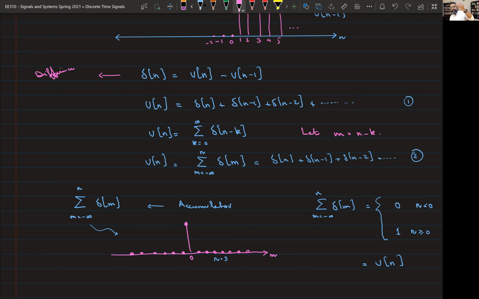Now, what about the relationship between u of n and delta of n? If you go back to continuous time, we said u of t is equal to the accumulation, the integral from minus infinity to t of delta of tau. Here it's an accumulation as well, except that instead of the integral, I now have a summation. So this is an accumulation.